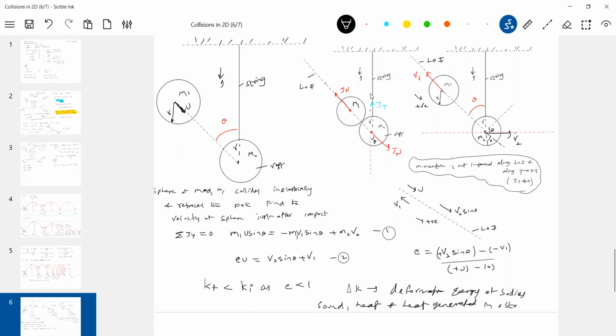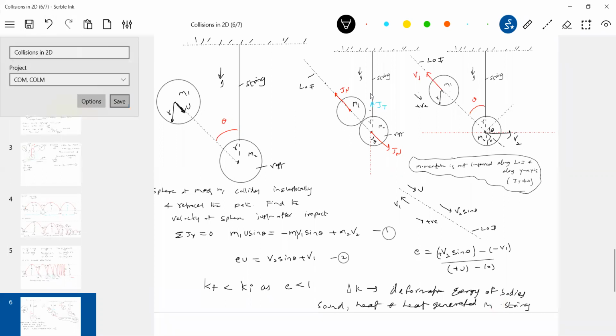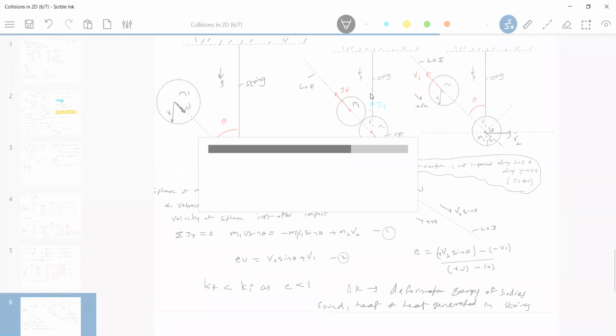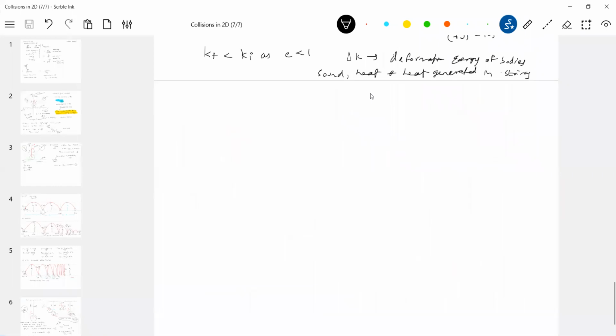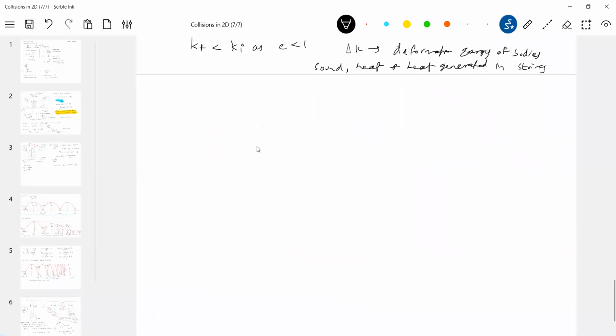You have to be very careful. So when they ask you a question, try to bother about what happened after the collision. Next one, instead of a string, let there be a spring. Let's see what conditions will arise.